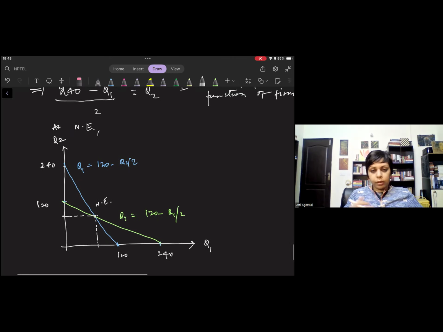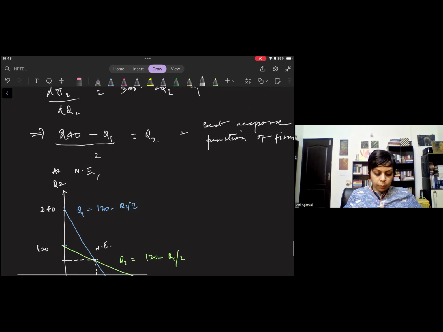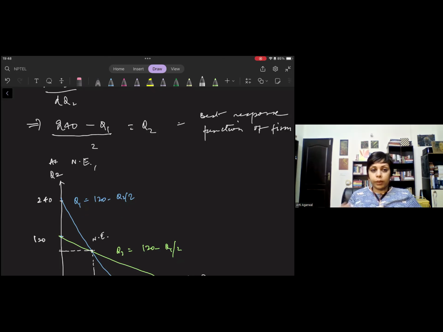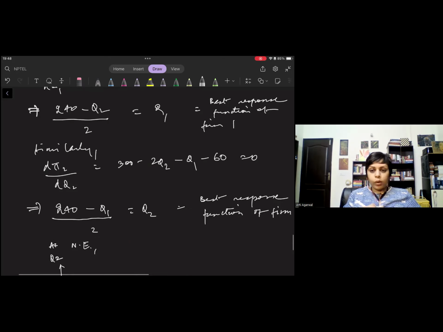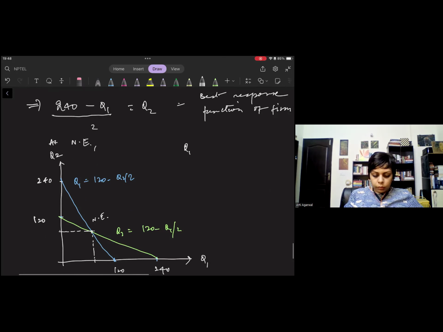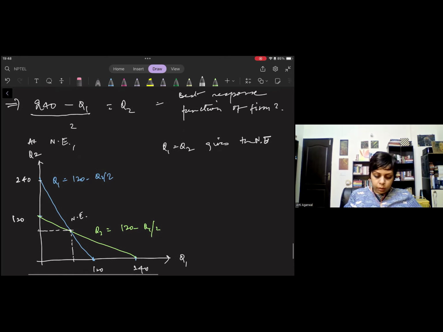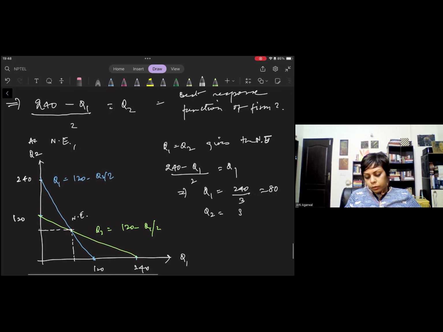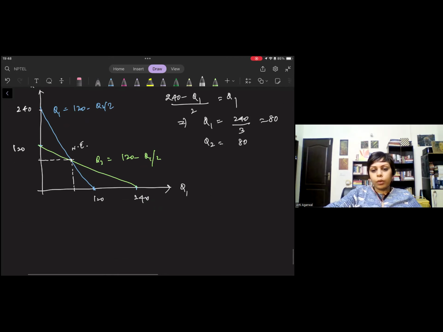And you can simplify this because this is a symmetrical problem. If you don't have a symmetrical problem, please don't do this. But because both the equations are very symmetrical, and you can see from the curve also, Q1 is equal to Q2 gives the equilibrium. So if you replace Q2 by Q1, what you get is Q1 times 3 by 2 is equal to 120, so Q1 is equal to 80. Q2 is equal to 80. This is the answer.